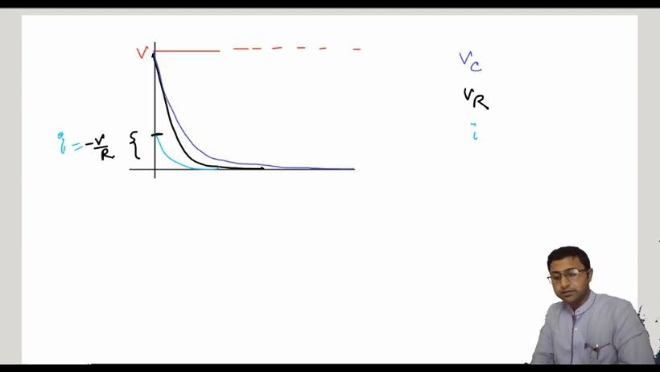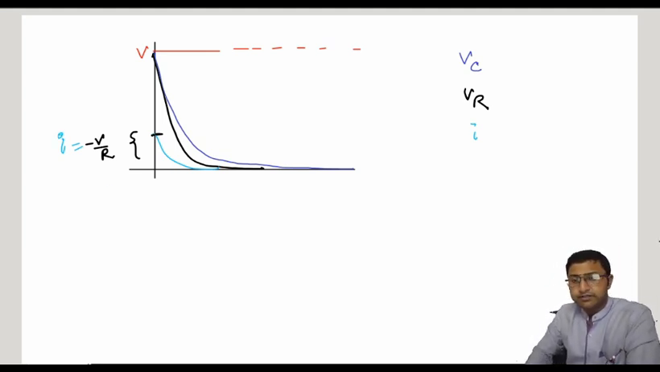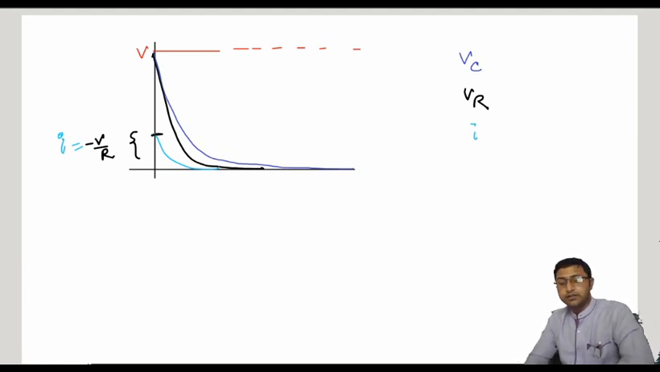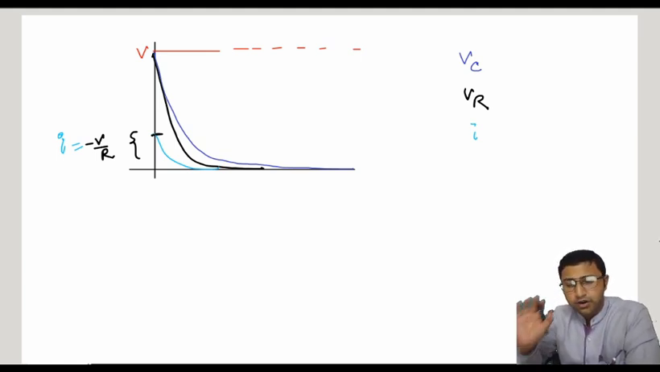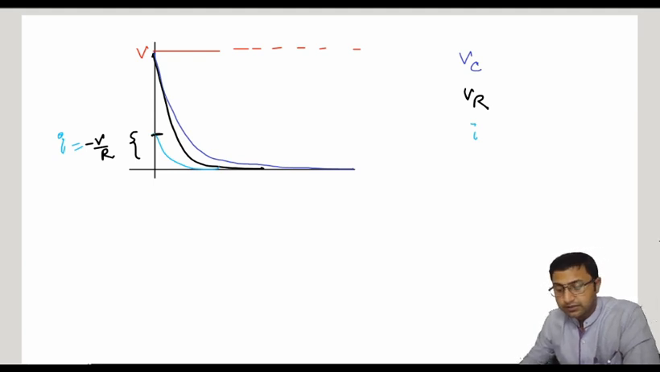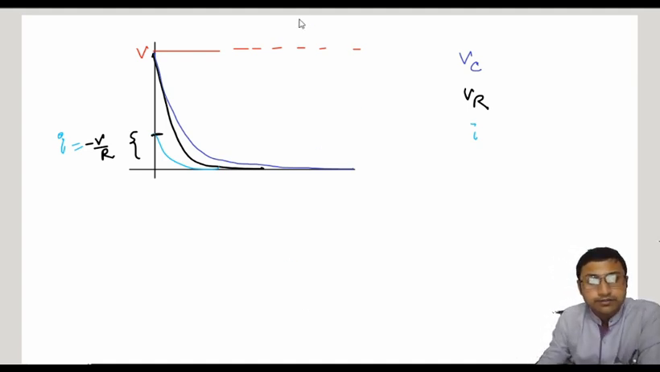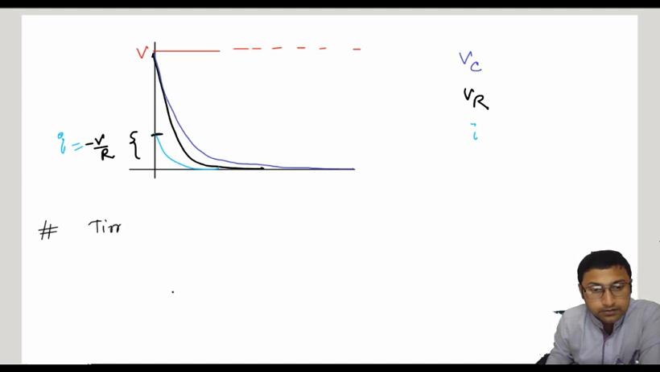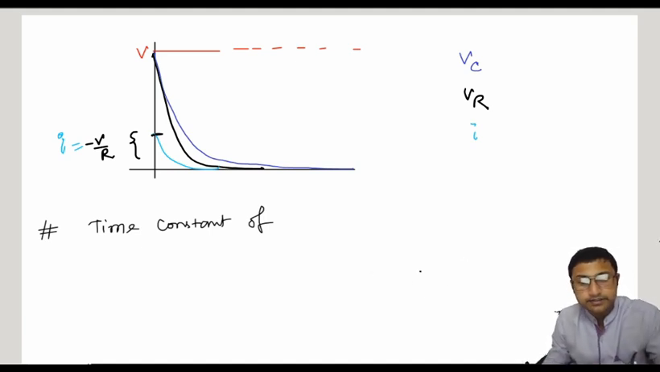So this is the graph of the voltage across capacitance, voltage across resistance, and the current during the switch off. So this is all about the gist of the DC time domain analysis of the series RC circuit. So now there are two important questions. The first question is, we have already got the time constant of the RC circuit.